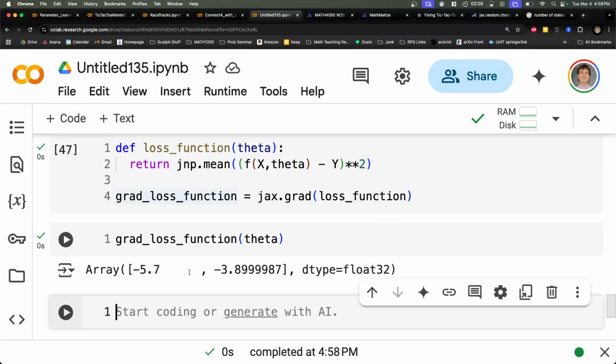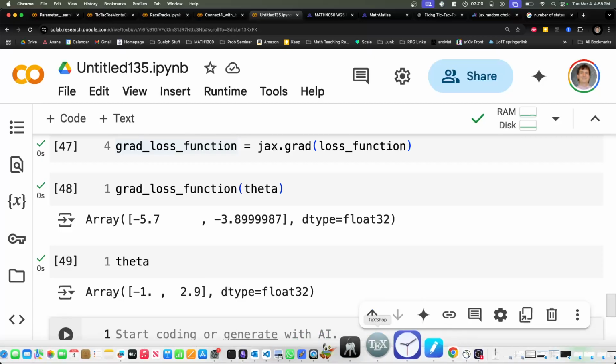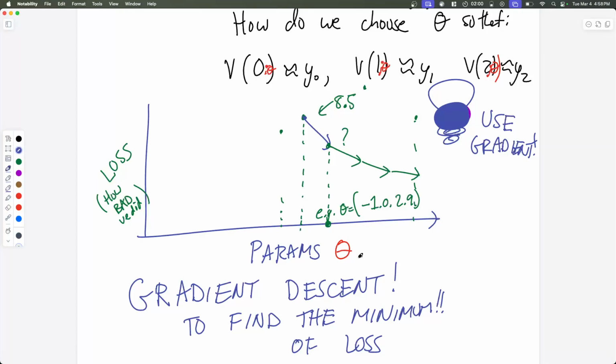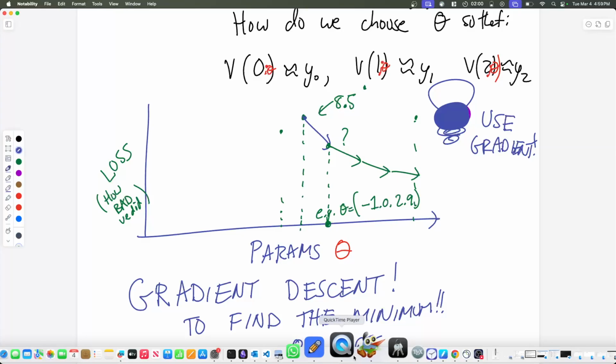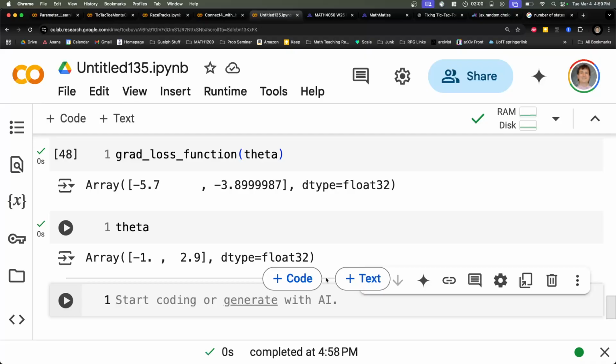Remember, it inputs the value of theta, and that will tell you how to change the values of theta. Theta right now is equal to whatever it was before, -1, 2.9, and this gradient tells you that in the picture we drew before, the direction you want to go is this -5.7, -3.9 direction. So we have calculated this direction in the picture, this little blue arrow. If we update the parameters in this direction, the loss should go down. Actually, the gradient normally points up, so you go the negative of that to go down, but that's what we're doing.